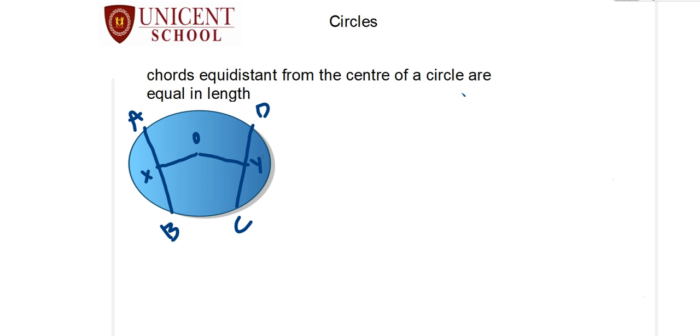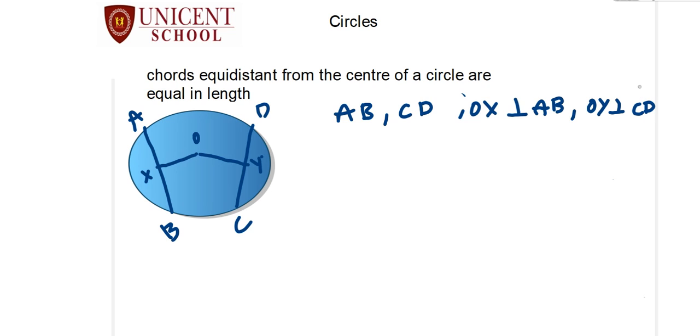And now what is given in this theorem? It is given that there is a circle, and AB and CD are chords. And we know that OX is perpendicular to AB and OY is perpendicular to CD, and OX is equal to OY. This is given. And what we have to prove, that is our RTP in this theorem, is that the chords are equal, that is AB is equal to CD.